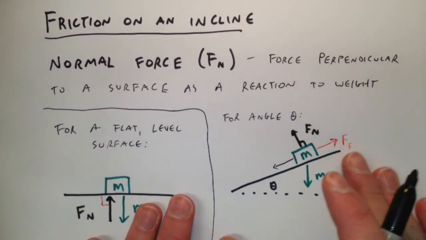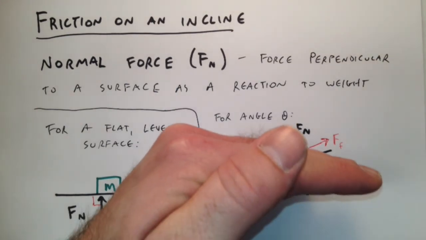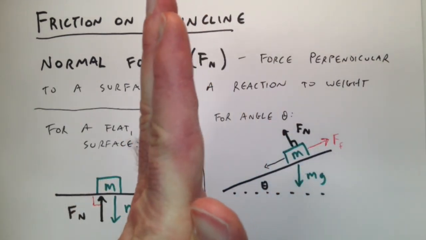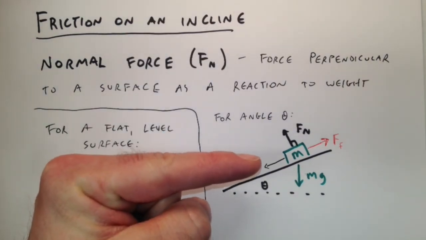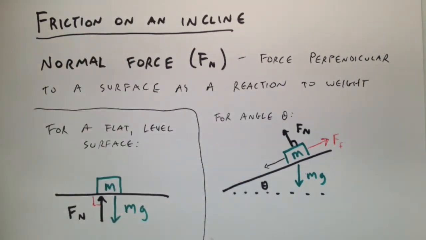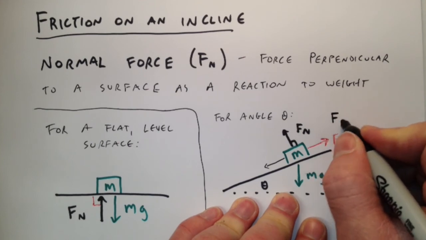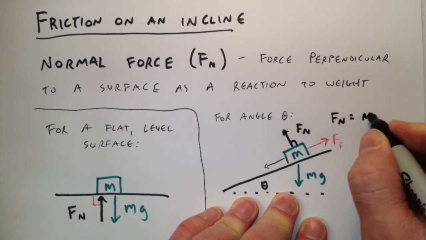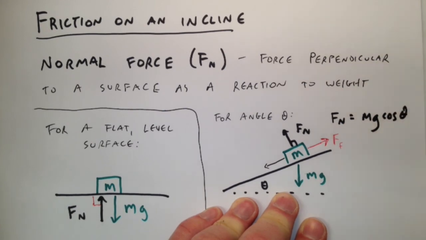The normal force is proportional to the weight because it's a reaction to it. However, it's greatest at 0 degrees and the least at 90 degrees. Which trig function is 1 here and 0 there? That would be cosine. And that means that the normal force is equal to the weight times the cosine of the angle of the incline.